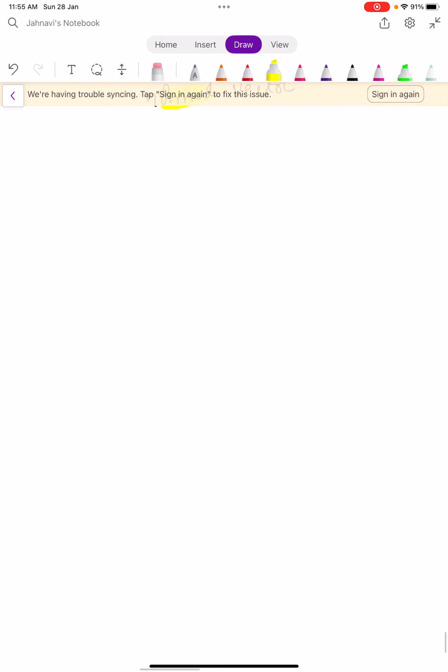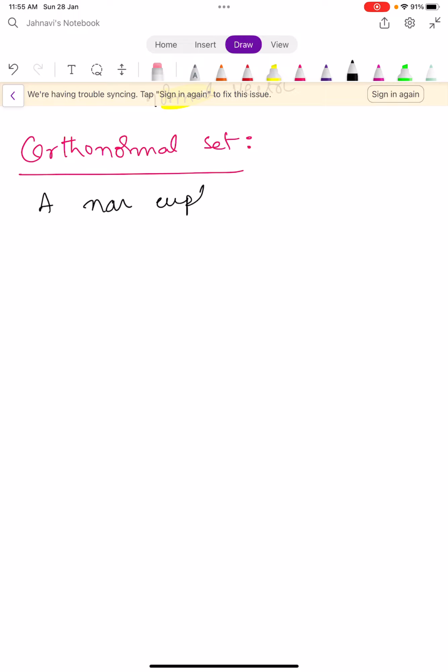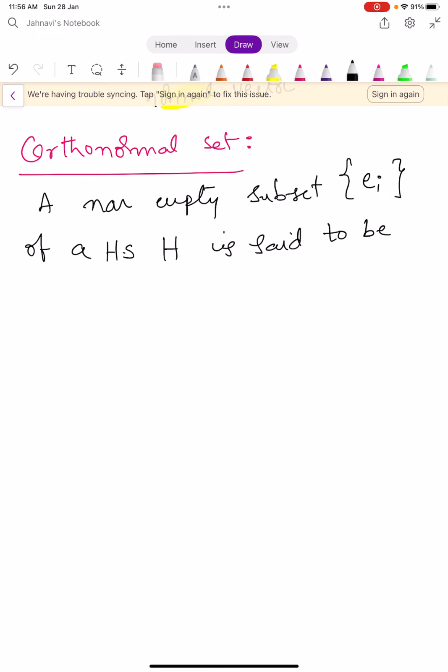Next definition, and a very important definition, orthonormal set. Keep learning. A non-empty subset {ei} of a Hilbert space H is said to be an orthonormal set if it satisfies two conditions.